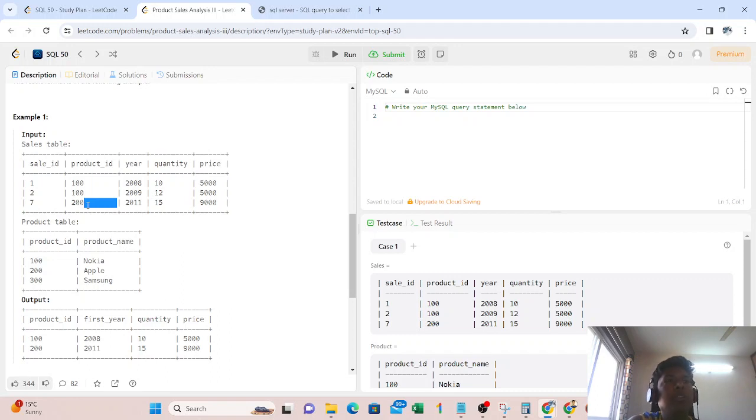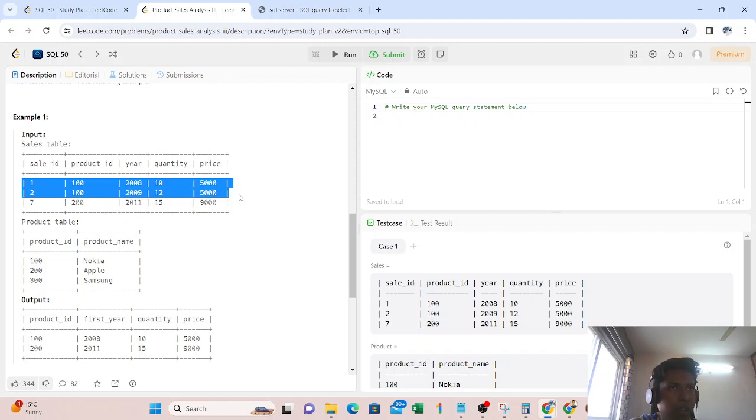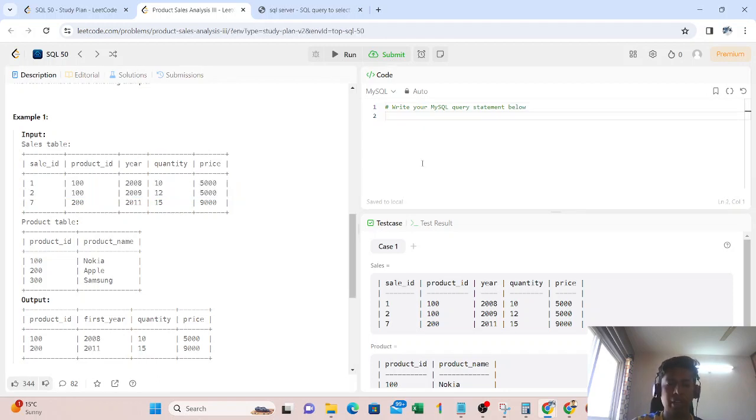So I can use rank. I will do a partition on the product ID, so one partition would be this, and rank it in order of the year in ascending order. So 2008 would be given rank 1 and 2009 would be given rank 2, and then we will select in our output the rows where rank equals 1. I will quickly come here and start designing the solution, and we'll keep executing on every step so that you will have a better understanding.